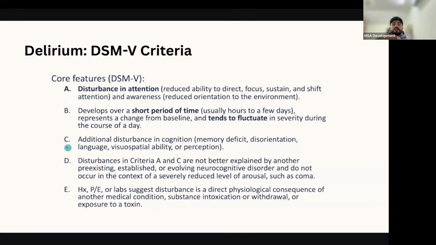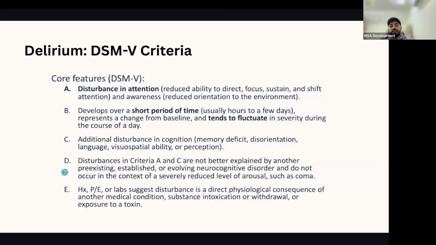Second thing that you guys want to know is that there's going to be disturbance in their cognition. They're not going to be cognitively intact, meaning they're going to be disoriented. They're going to say things you guys are not going to understand. They're going to have memory deficit. They can't remember what they did yesterday, for example, or 2 days after. They might be confused and they do not even know where they are. Tamam.